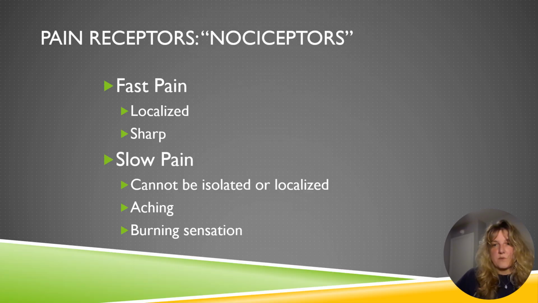These include your pain receptors. So pain receptors are also known, the big fancy word for it, because you can't just call it pain receptors, is nociceptors. So you can have two different types of pain. You can have fast pain, which is very sharp, it's localized, it's very easy to identify. Or you could have slow pain because it's more of an aching, burning sensation.